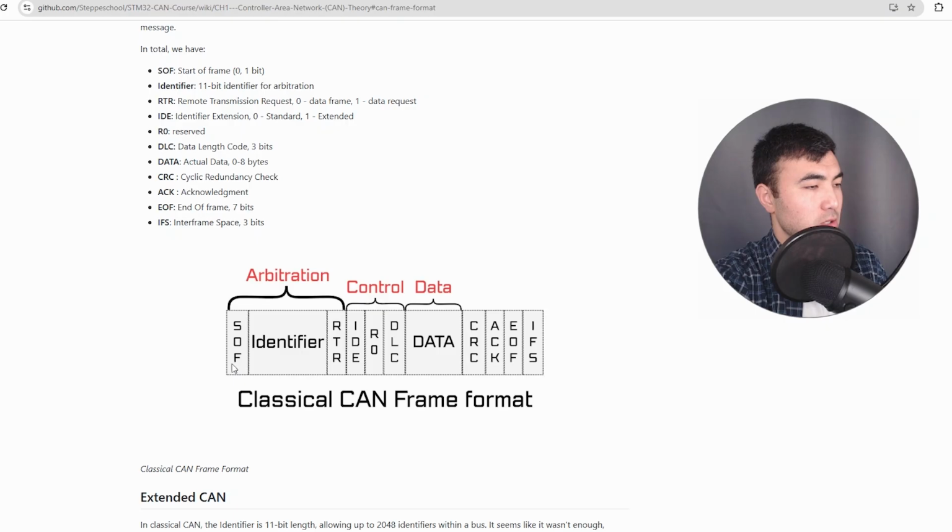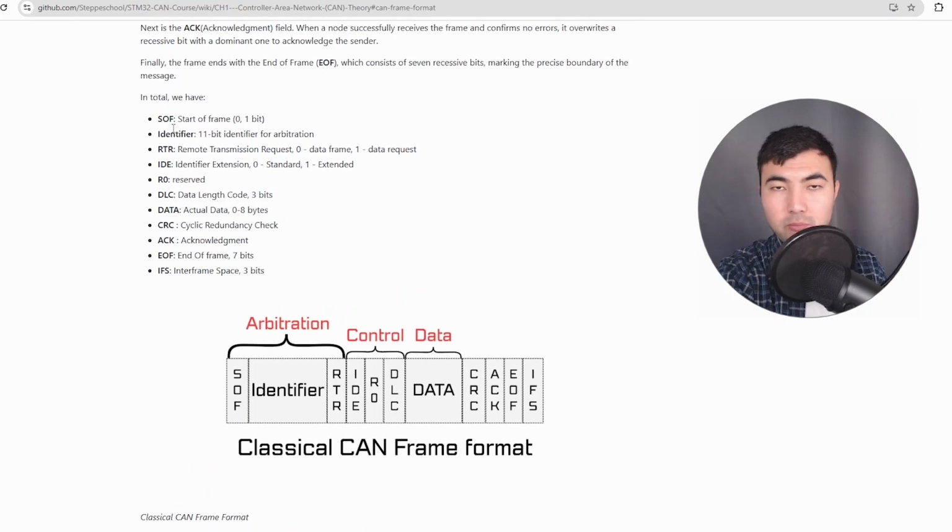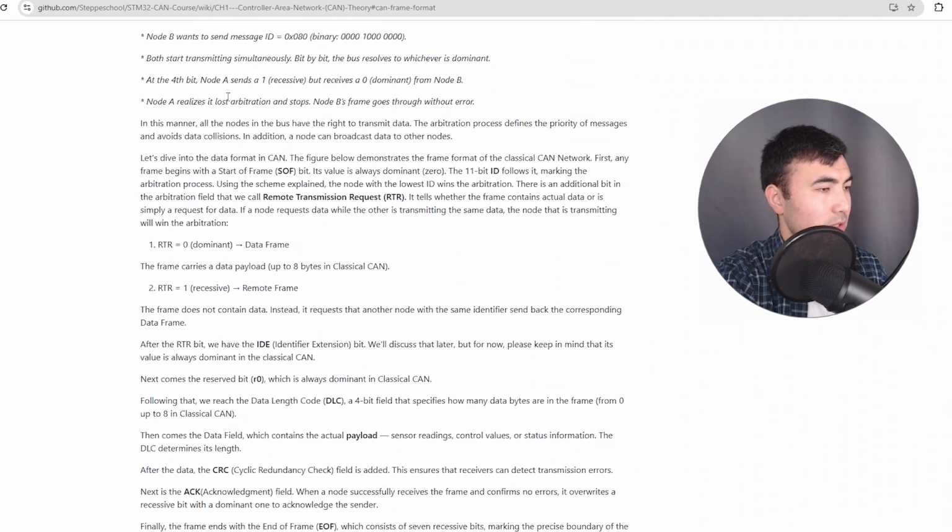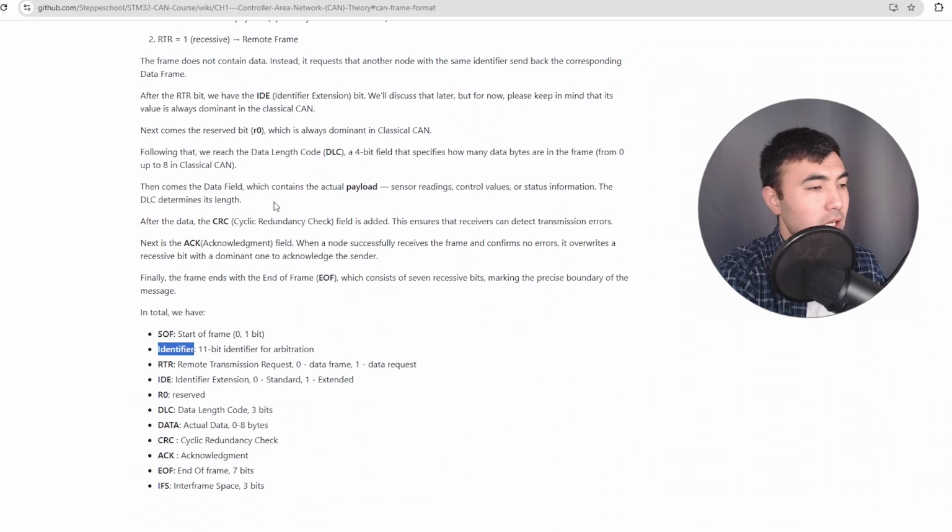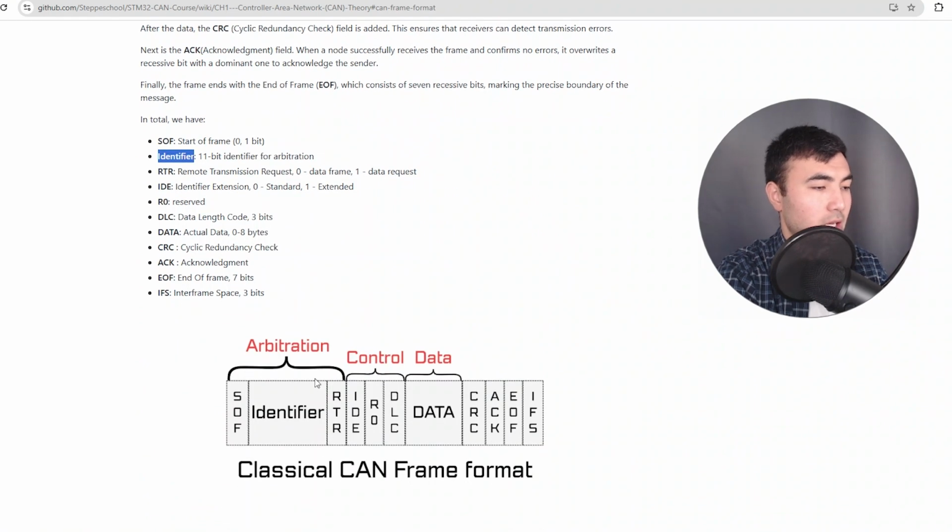So first we have SOF, that we call start of frame. It is always dominant, meaning that its value is always 0. Then we have the identifier that we already discussed. I used the name ID instead, but identifier it is when we have the arbitration. So it's an 11-bit identifier for arbitration. Then we have another bit that we call remote transmission request. If its value is 0, it means that the frame contains real data. If it's 1, it means that it is requesting data from the other node.